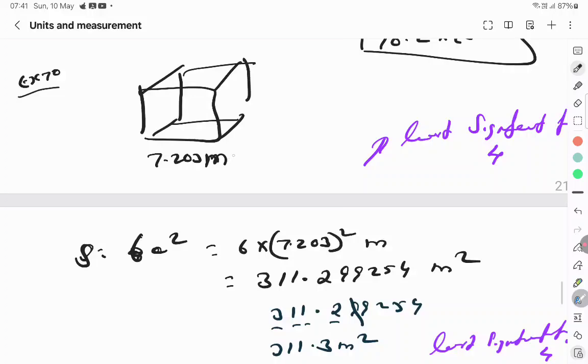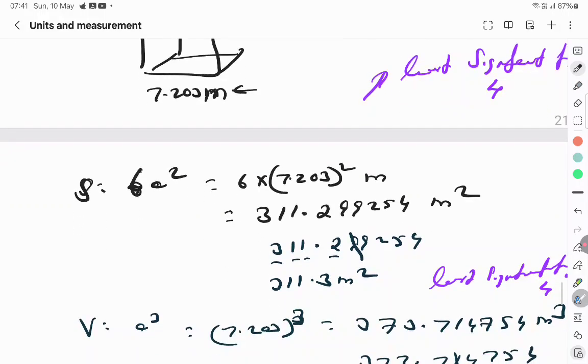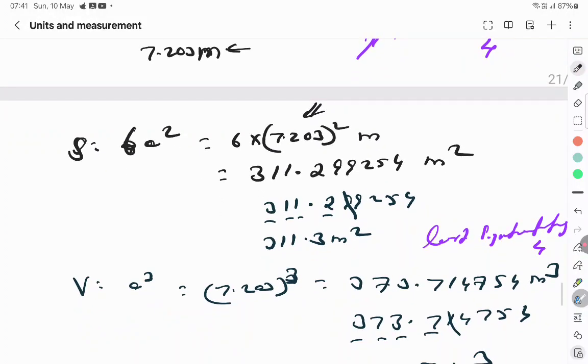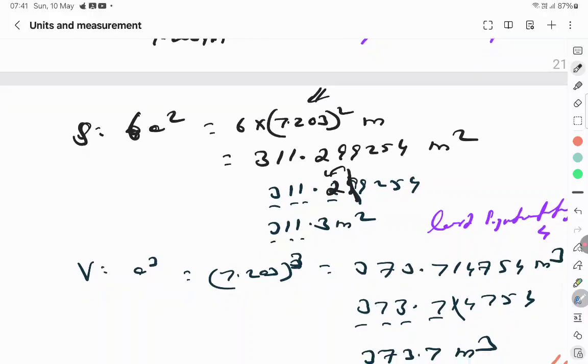Then you have a cube whose one side is given as 7.203 meters. They're asking for surface area, which is 6a square. Calculate the value, and in multiplication and division the least significant figure is just 4. So you have to round it off to 4 significant figures. So you're dropping off a number which is 9, which is greater than 5. So the previous number has to be increased by 1.